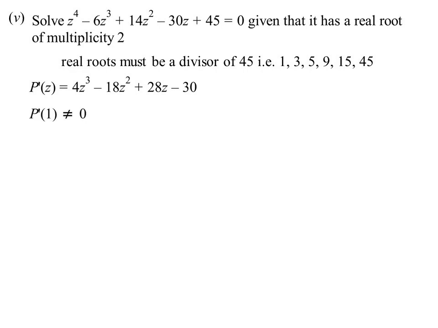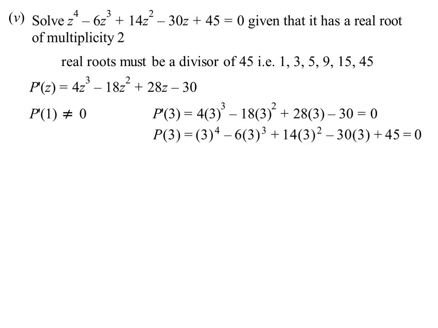Again, 1's the logical one. It doesn't work though. So it's not 1. Which one did I try next? 3, sub it into the derivative. Yes, potentially this is the double root. Remember, it has to be a solution to both. Substitute it into the polynomial itself. Yes, it works. We've got the double root. It's 3. x minus 3 squared, multiplicity 2. x minus 3 squared is a factor.